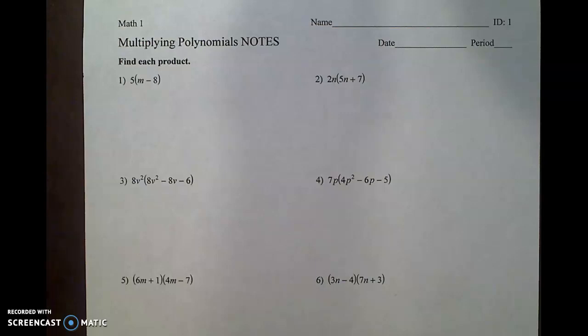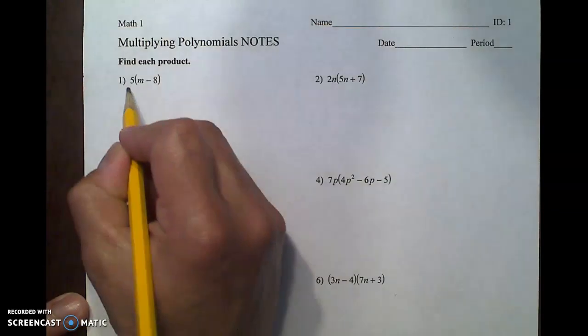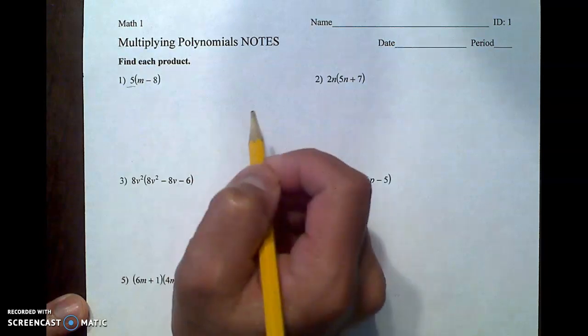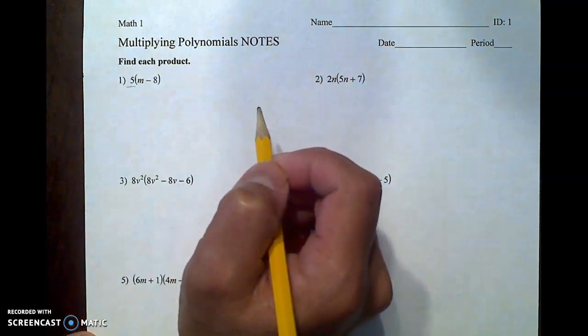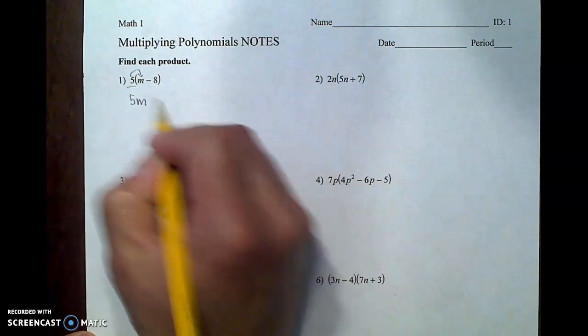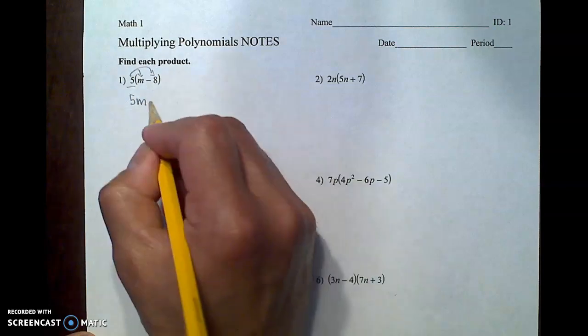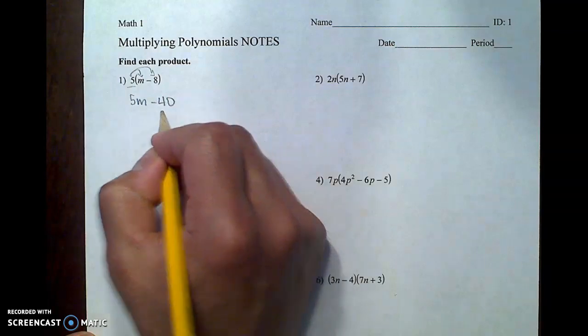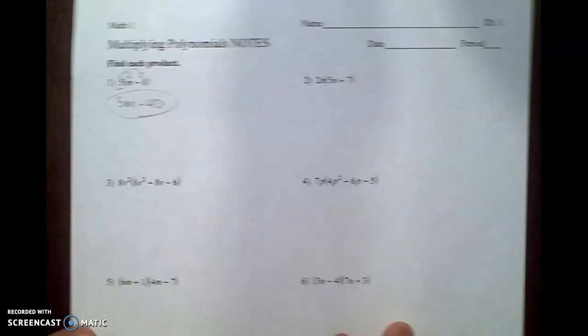Alright, so today we are talking about multiplying polynomials. The last lesson we were adding and subtracting, so now we are multiplying polynomials. When you take a monomial, a single term, and you're multiplying by a polynomial, like this binomial, you just want to basically think distributive property. So it's going to be 5 times m, which is 5m. 5 times negative 8 is negative 40. Since these are not like terms, that's your final answer.